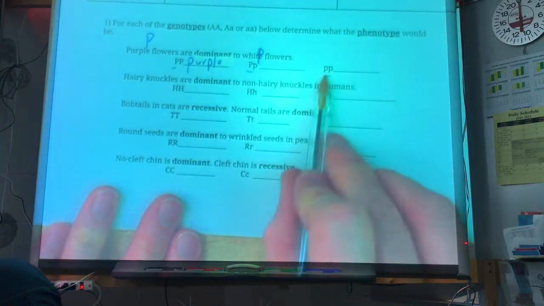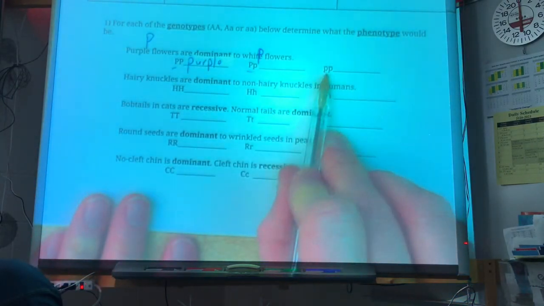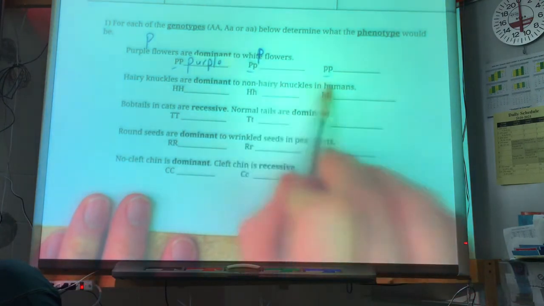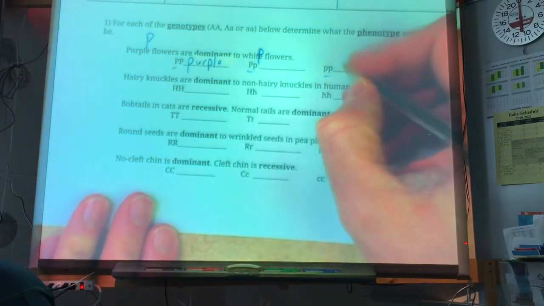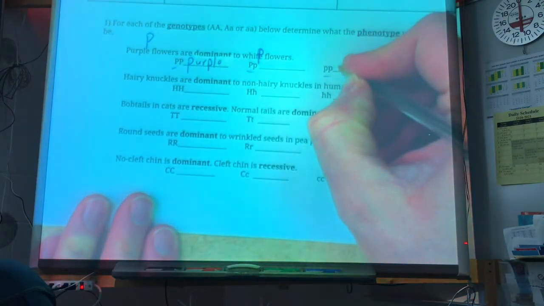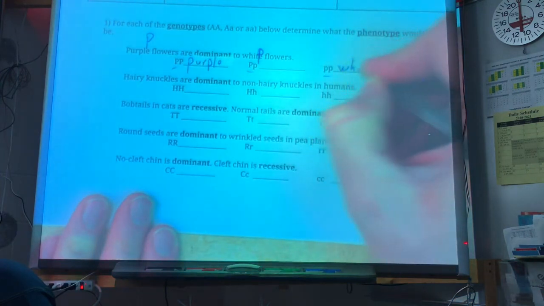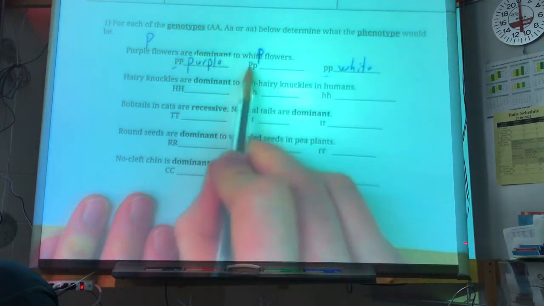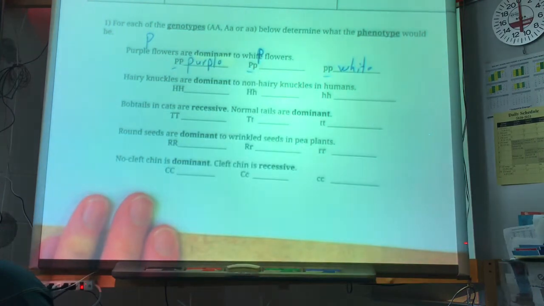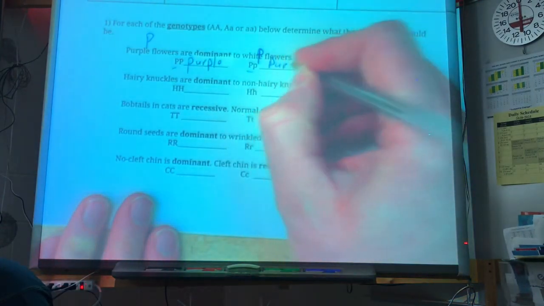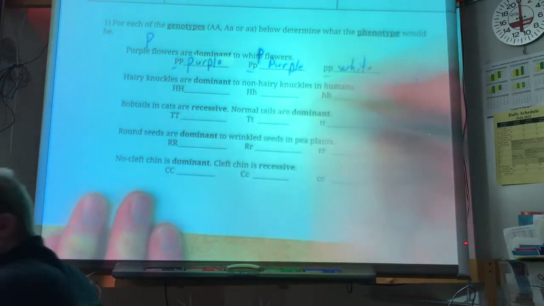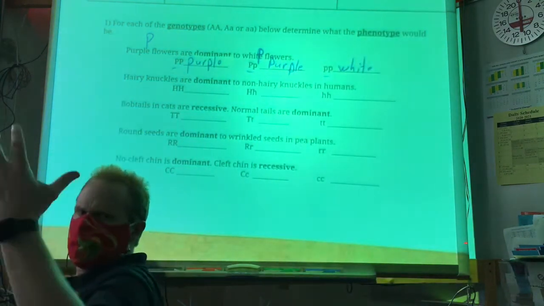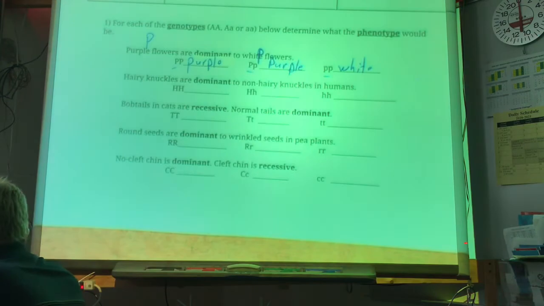What if it's, I'm going to skip over to little p. If little p stands for white, and we got little p, what are we going to see for flower color? White. What if we have one of each? Now what do we see? We see the purple flower, which dominates over the white. Okay? It overpowers it. It covers it up.